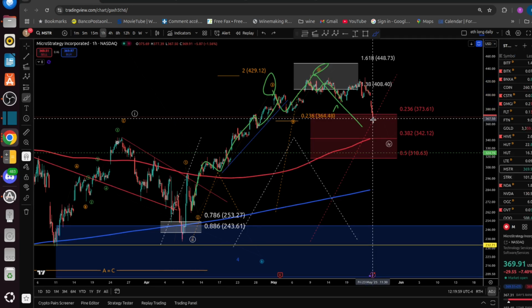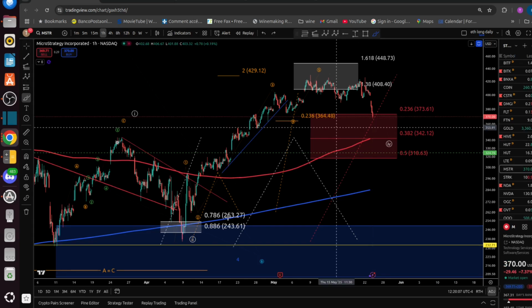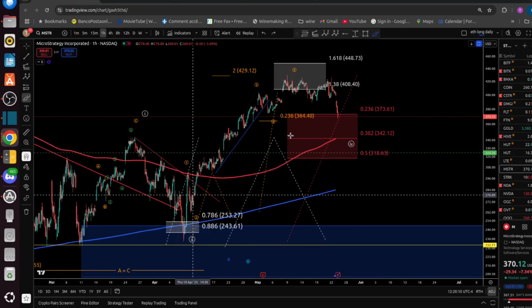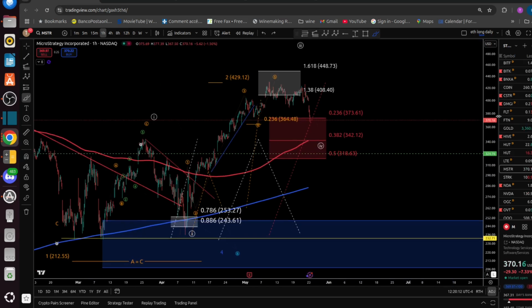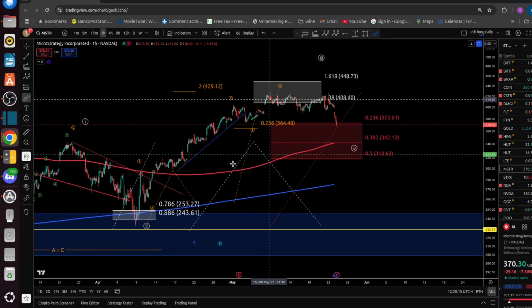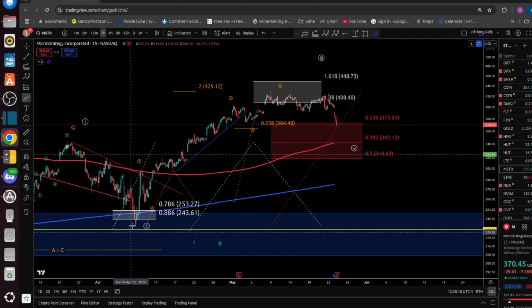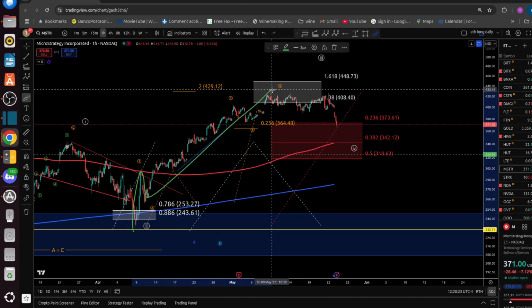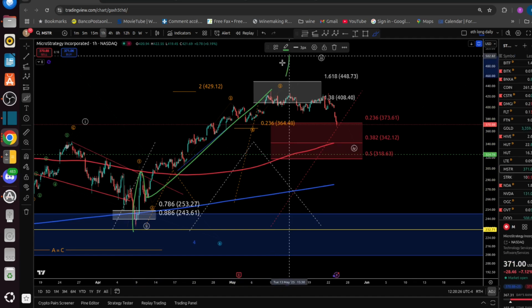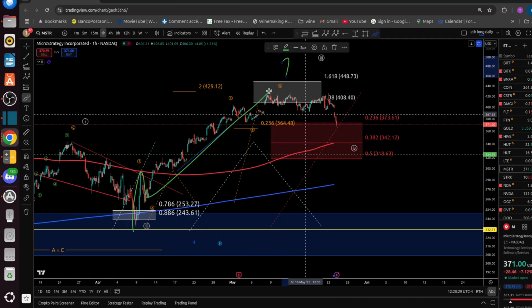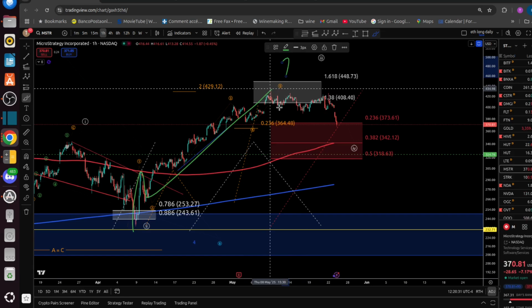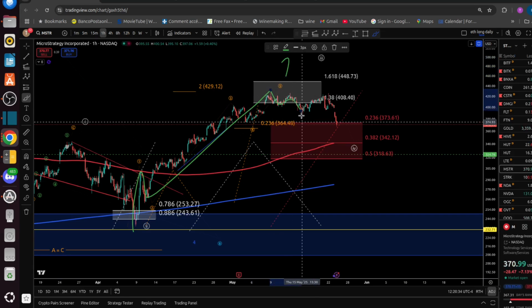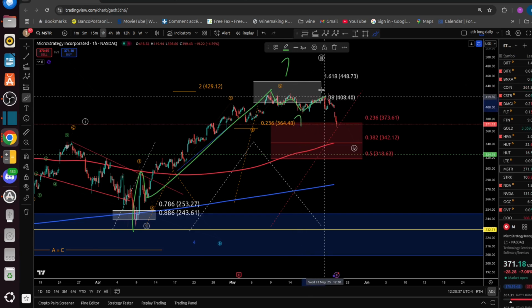Is there another way of reading it? Let me try to check. The other way to read it could be that this is just an A, a B, and a C for a wave 1, and now we're going lower, and possibly this is a diagonal A, B, C for the wave 1. This was the wave 2.